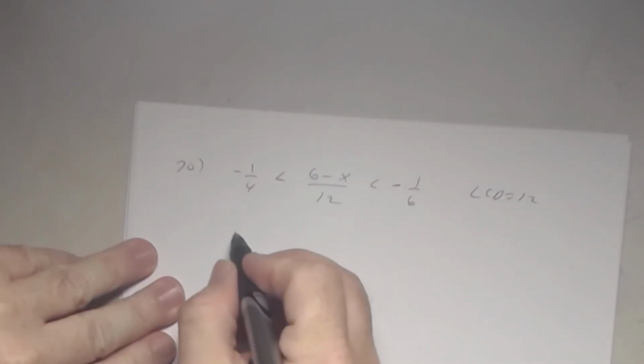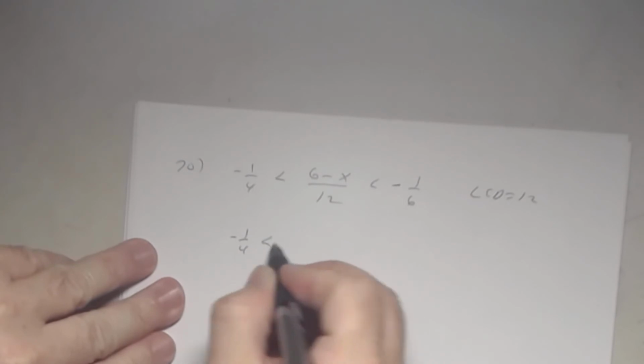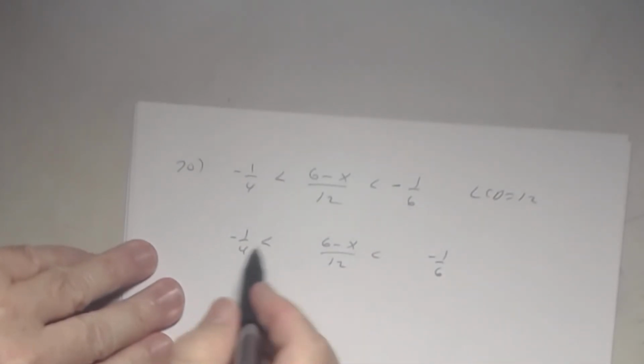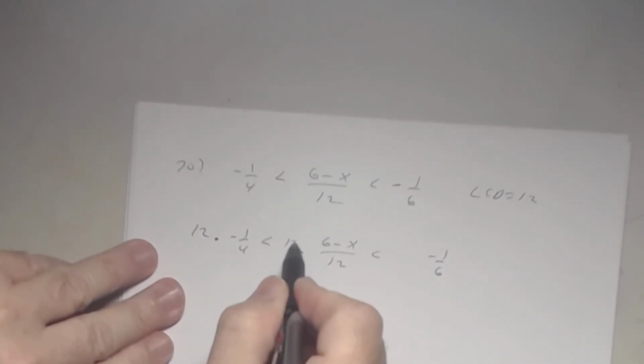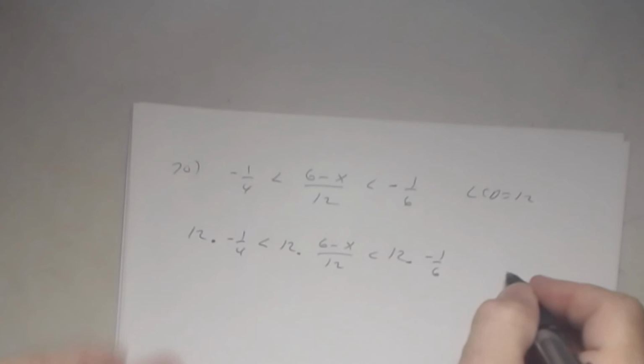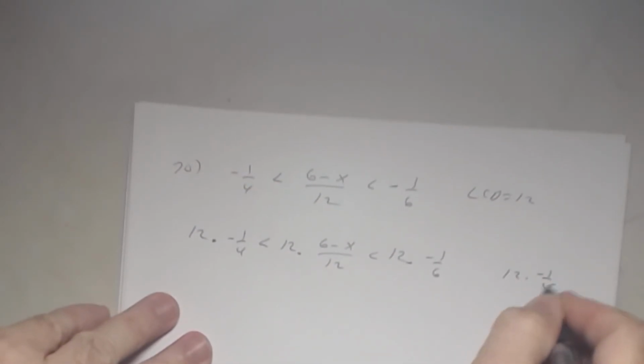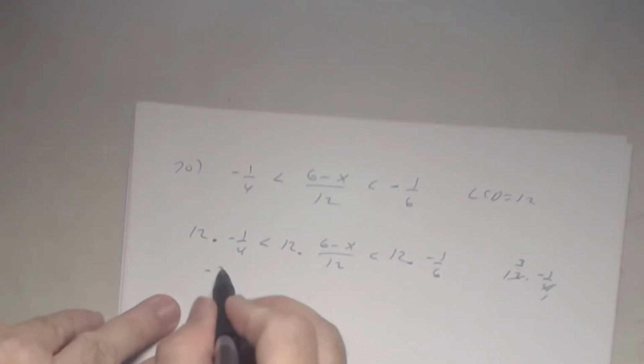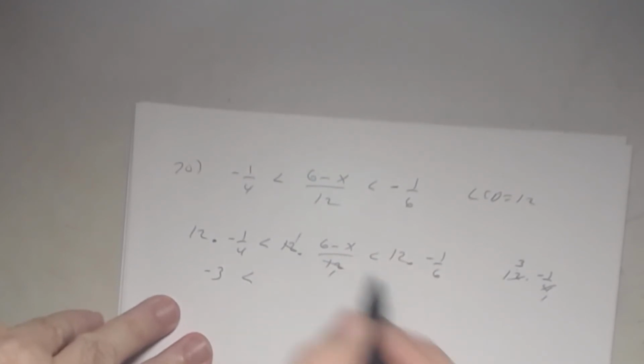So I'm going to go ahead and rewrite this over. So here's negative 1/4. It's less than 6 minus x divided by 12. It's less than negative 1/6. So that's where you're going to multiply all parts by 12, just like this. All parts by 12. All right, now what is 12 times the negative 1/4? Okay, negative 3, right? A positive times a negative is a negative. 4 into 12, remember what you're doing is this. You're saying 12 times negative 1/4. 4 into 4 is 1. 4 into 12 is what? 3. And so what's 3 times a negative 1? Negative 3. It's less than, and these 12s divide out.